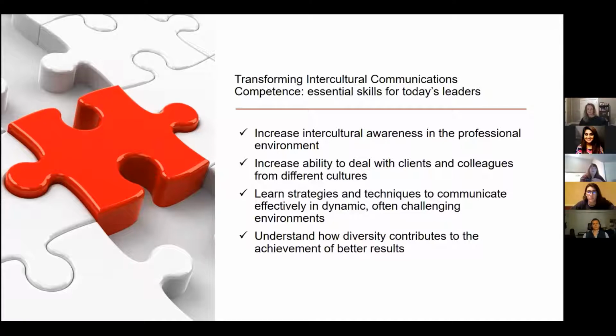And so you have to think to yourself, how are you challenging your own assumptions when you're in a multicultural space, to give yourself the opportunity to connect with people and not create barriers for yourself in these environments? So along the way, that means we've got to learn some strategies and techniques to communicate effectively in dynamic and often challenging environments, right? Which brings me to the tool that I mentioned earlier, which is the cross-cultural kaleidoscope.